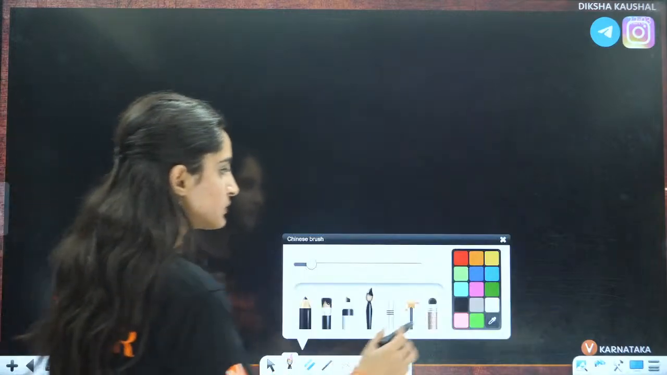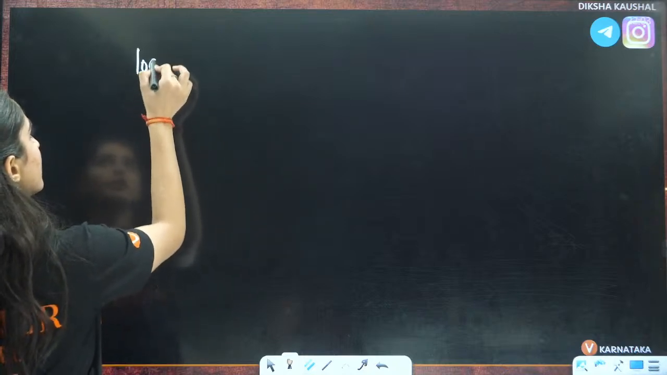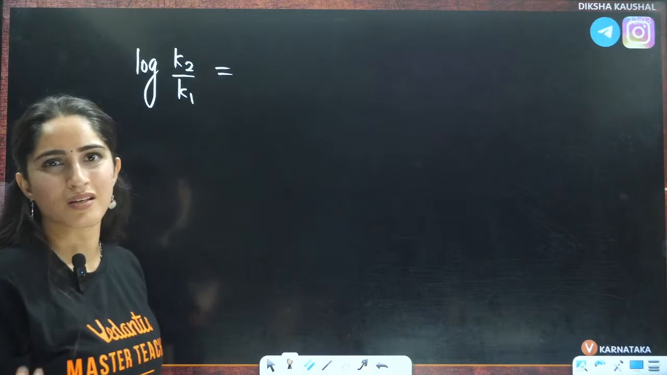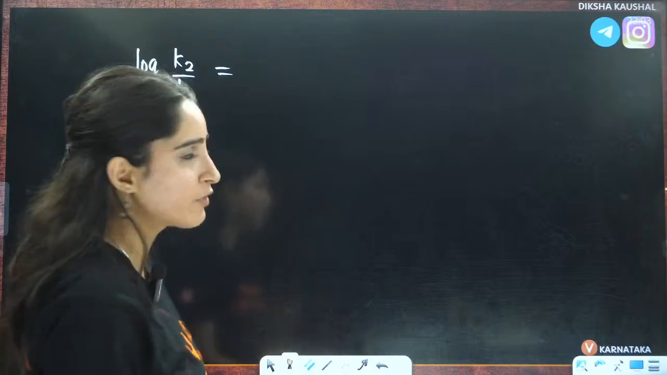Okay, and one last equation I am writing. I am not doing the derivation part here. Log of k2 by k1, because derivation is not necessary, it's not required in your competitive exams.